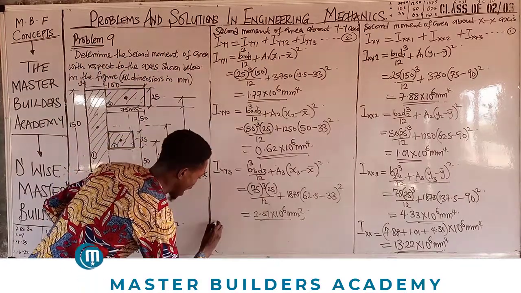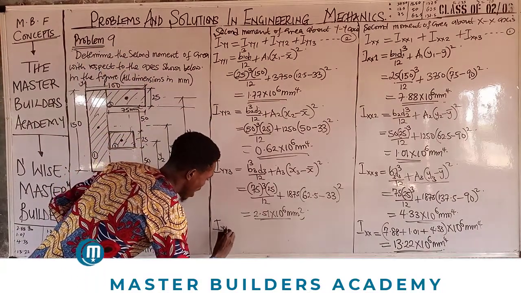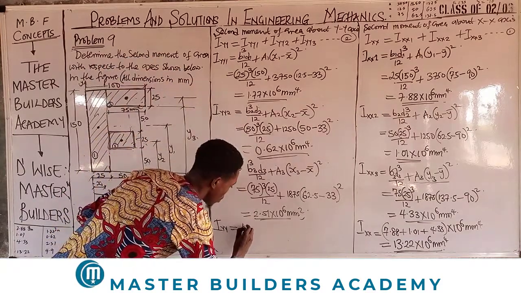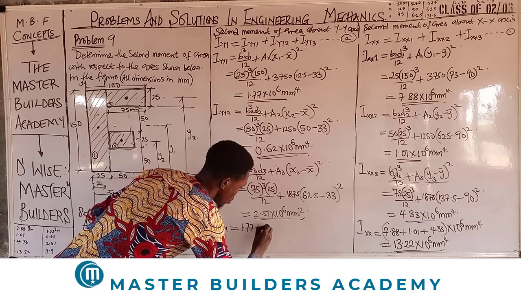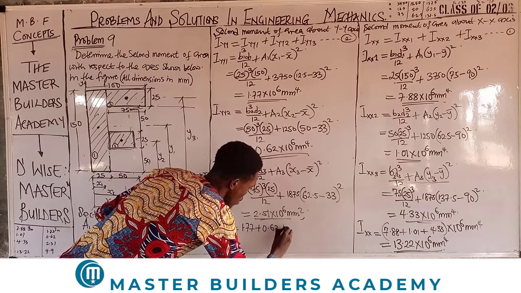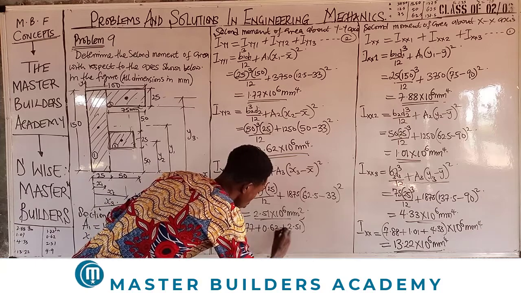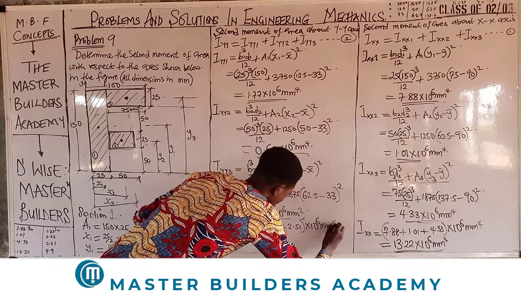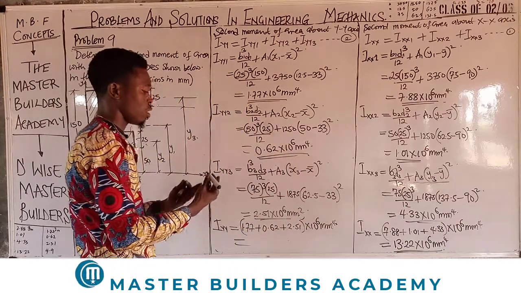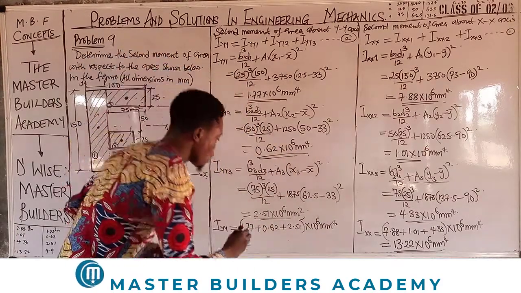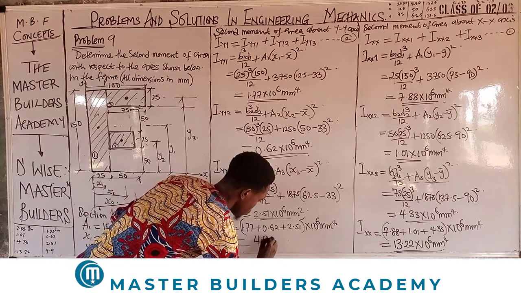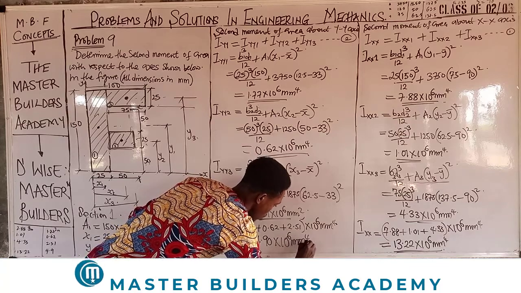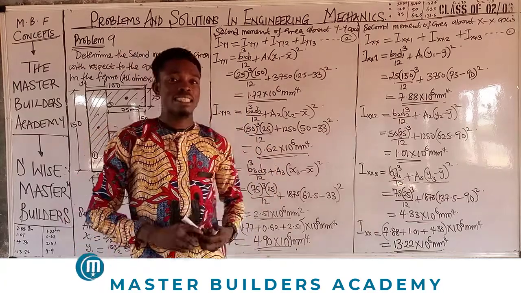We have Iyy is equal to Iyy1, which was 1.77, plus 0.62, plus 2.5, all multiplied by 10 to the power of 6 mm to the power of 4. By the time we add up all of these values together, we will have 4.9 times 10 raised to the power of 6 mm to the power of 4. So guys, this is what we have.